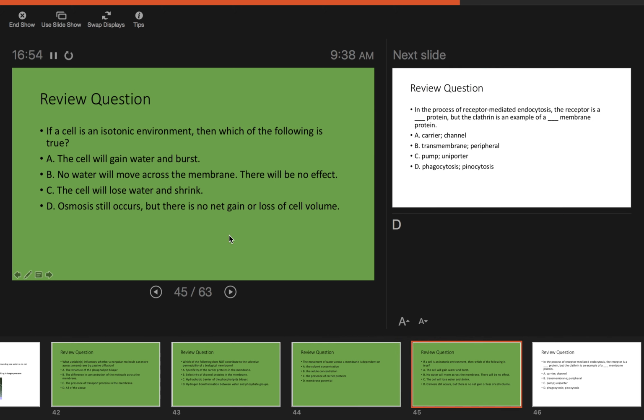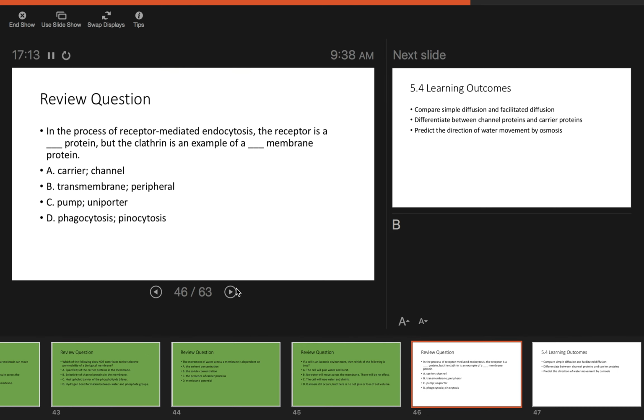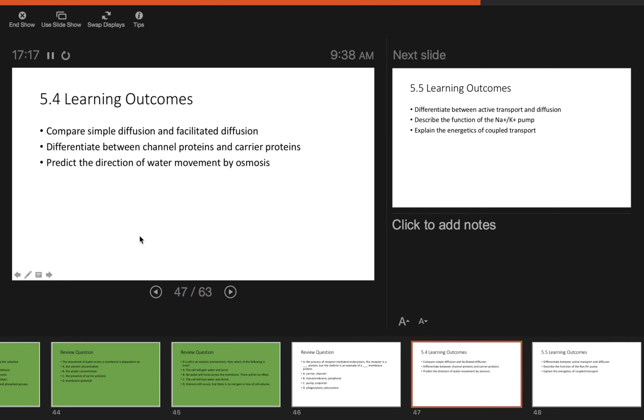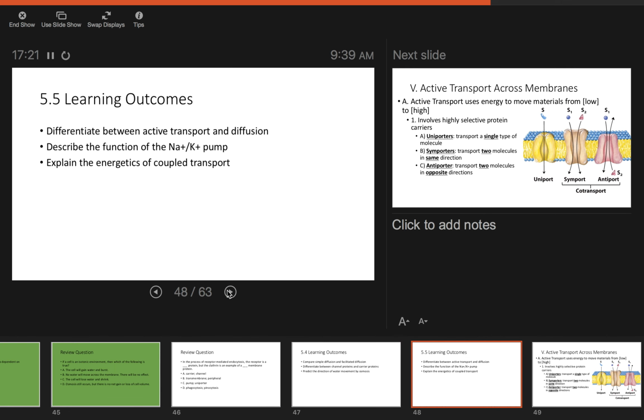If a cell is in an isotonic environment, then which of the following is true? So isotonic means that they will stay the same size. So you're like, okay, it's either going to be B or D, but B means that no water will move across the membrane. Well, that's false. There's still movement, but there's no net gain or loss. So D is your more correct answer. And then I put this question in the wrong section.